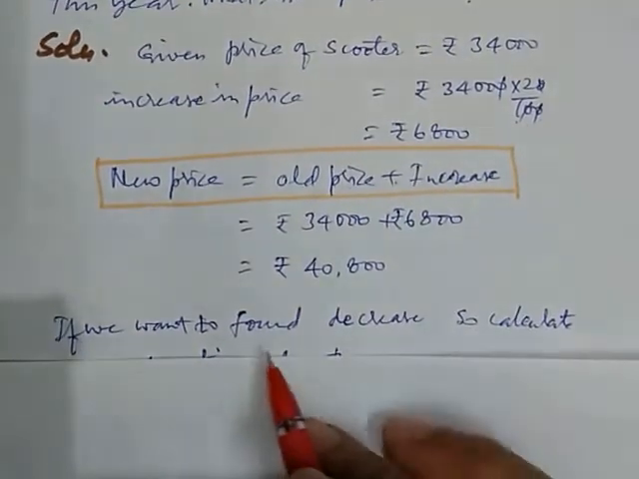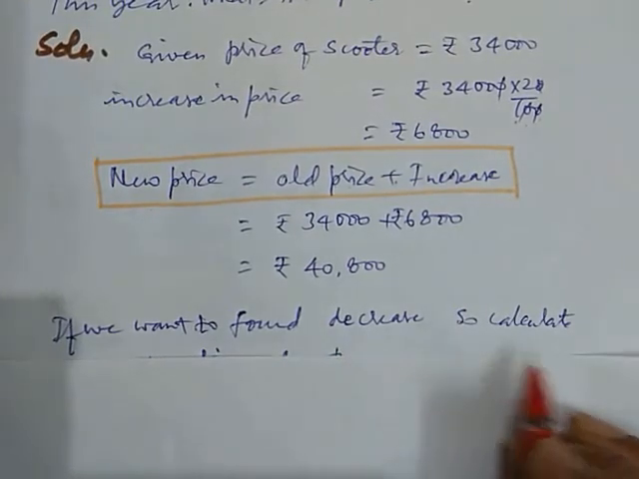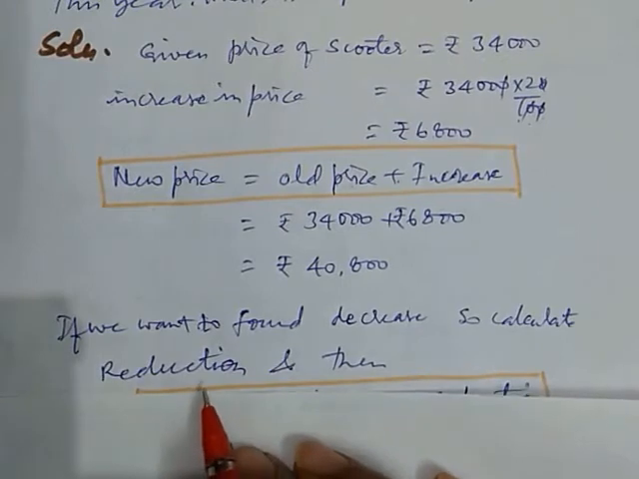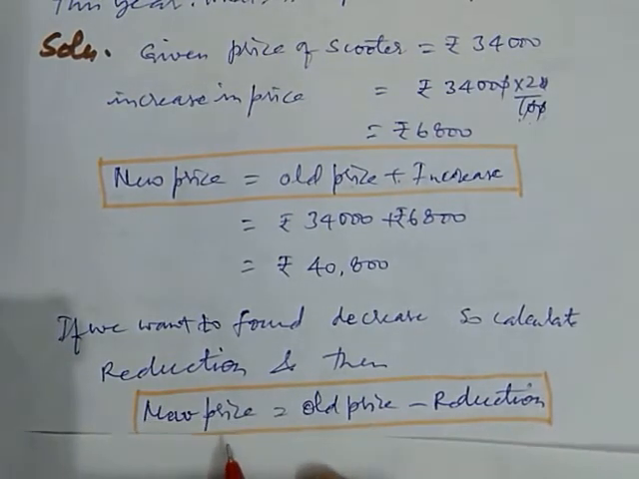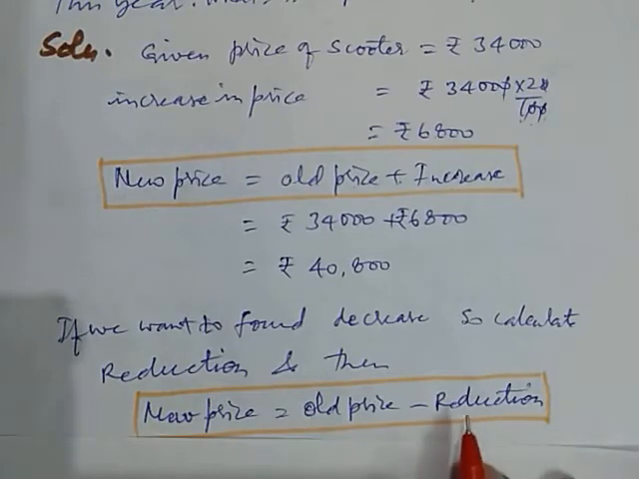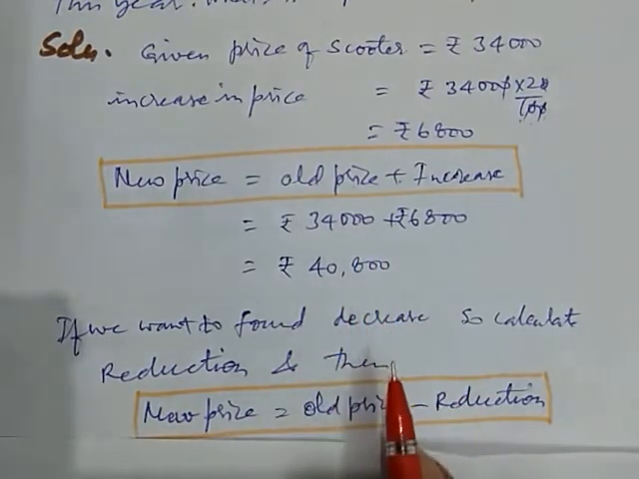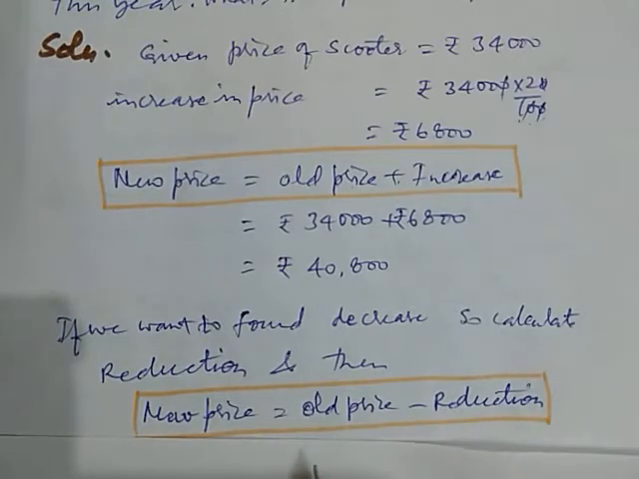But if we want to find a decrease, we calculate the reduction. How much is the reduction? And then the new price is the old price, that is the original price, minus the reduction. So remember these two formulas and use them as required. This way you will be able to solve the question.